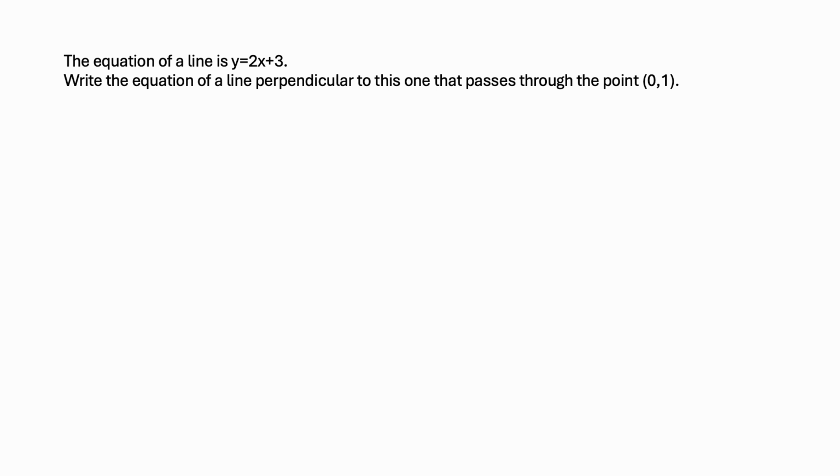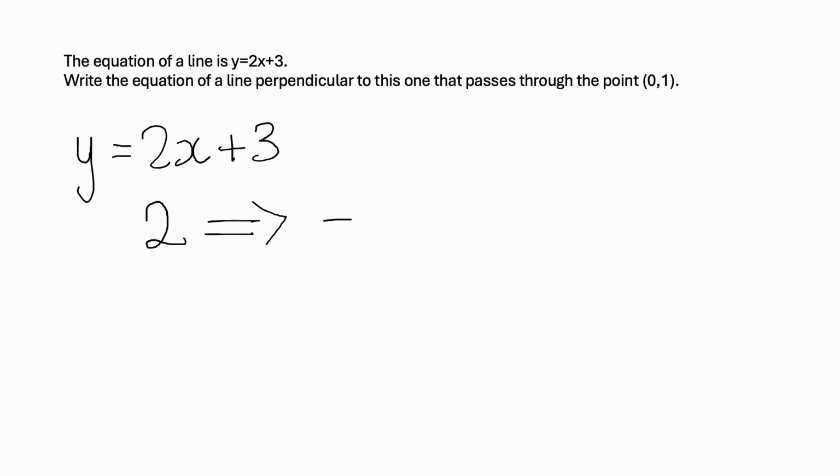Okay, let's look at this one right here. So the equation of a line is y is equal to 2x. Write down the equation of a line perpendicular to this one that passes through the point 0, 1. So y is equal to 2x plus 3. Lines that are perpendicular to each other, the gradients are the negative reciprocal. So if the gradient of this one is 2, the negative reciprocal is going to be minus a half, and it passes through 0, 1.